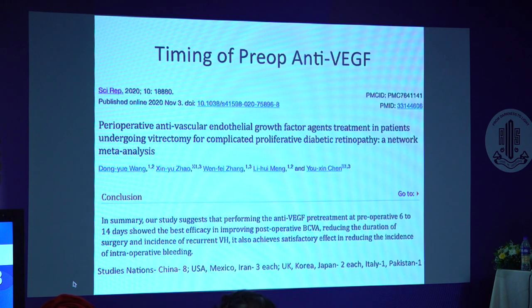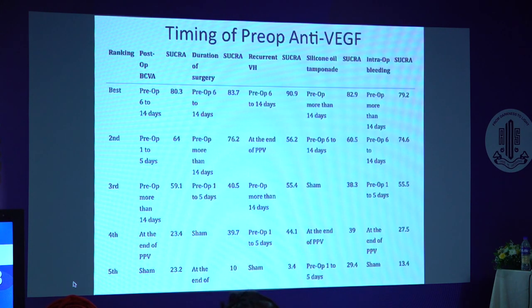In a meta-analysis of 26 RCTs, Wang et al. concluded that anti-VEGF pre-treatment at 6 to 14 days pre-operatively showed the best efficacy in terms of improving BCVA, reducing duration of surgery and incidence of post-op hemorrhages, and it also reduced bleeding to a significant extent. But it's important to note, I think, that 8 out of these 26 trials were from China alone. So maybe the 6 to 14 days period is not what we follow here. These are the detailed study results in tabulated form.